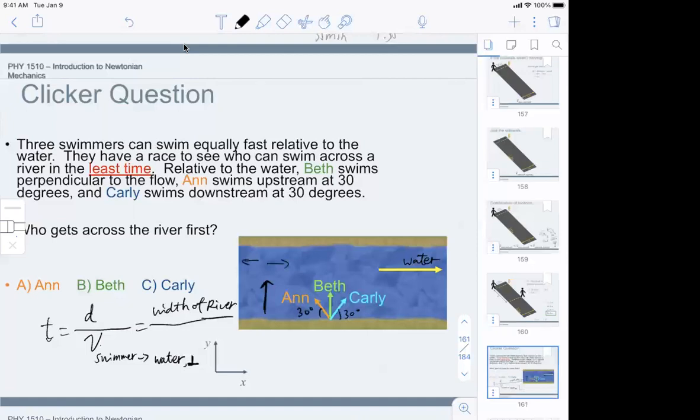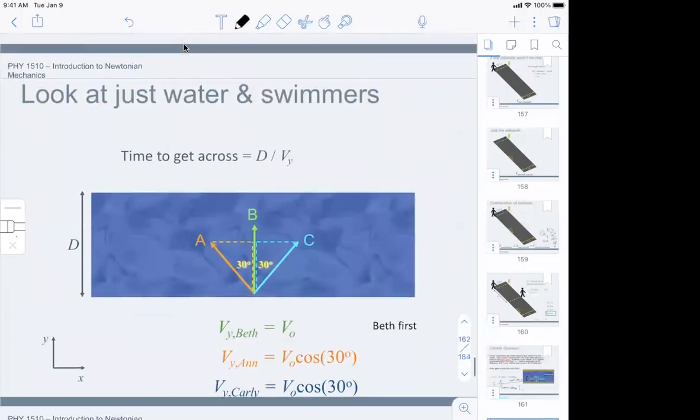If you're swimming in this direction or this direction, it is not going to get you across the water. So we want to know the effective velocity, which one is crossing the river. By looking at these three different velocities, you can see we only want to consider the velocity in the y direction, because that is enabling them to get across. Beth has all the velocity in the y direction, so the y velocity is all v0. For the others, the y velocity is only a component of that, in this direction.